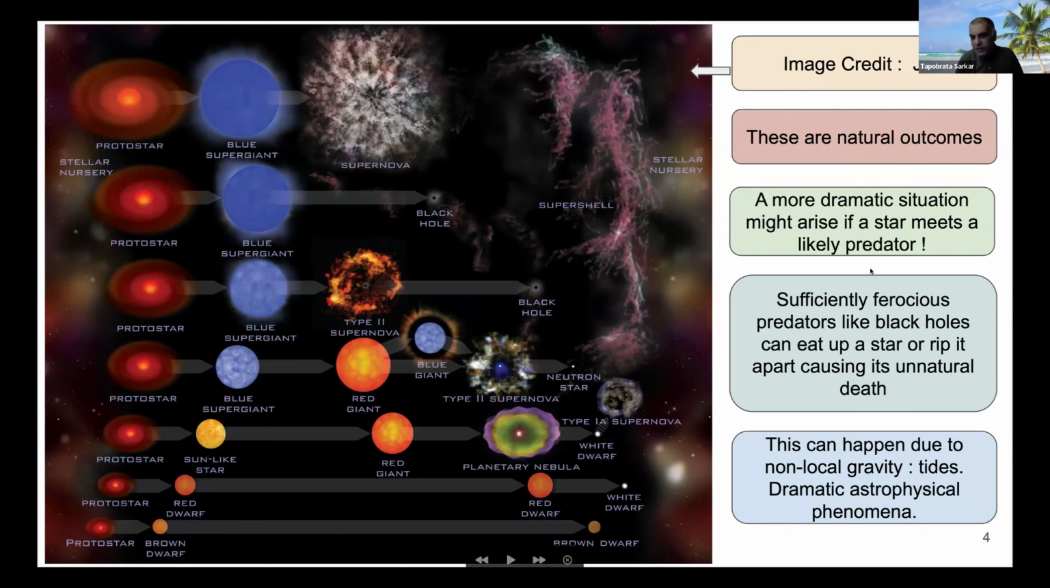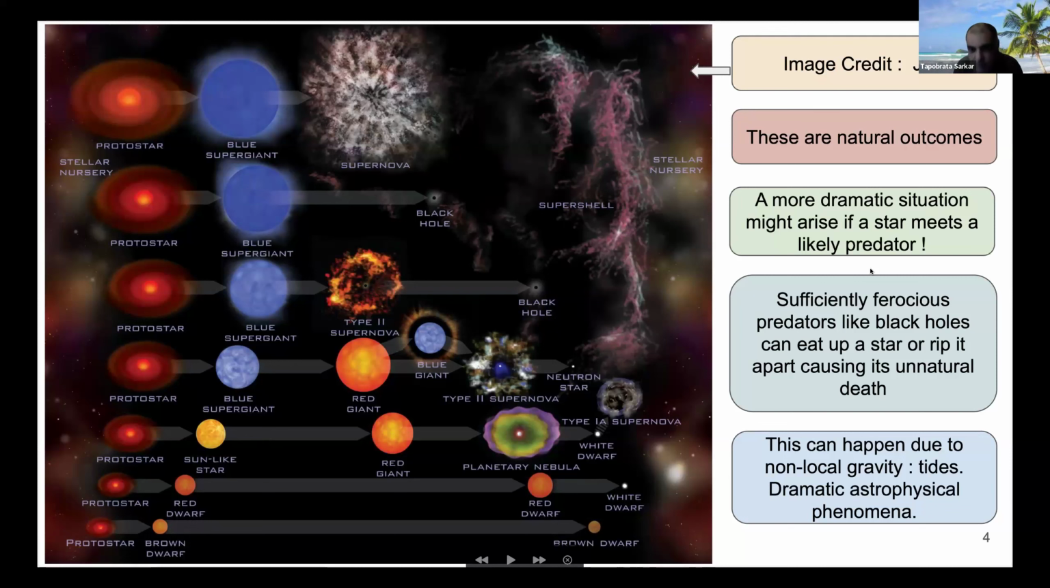So if you have a sufficiently ferocious predator like a black hole, you can actually eat it up as a whole, or it can rip it apart, causing an unnatural death of the star. And this happens because of what is called non-local gravity. Non-local gravity will be the focus of my talk today. This non-local gravity is something which we normally call tidal forces, and they give rise to very dramatic astrophysical phenomena.